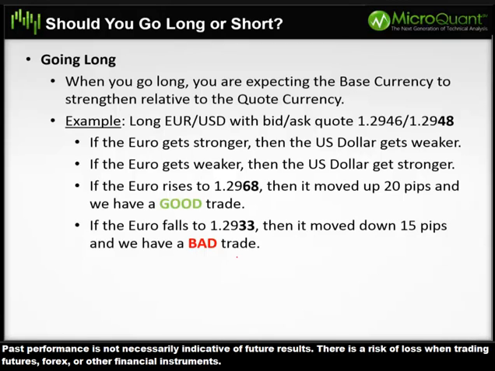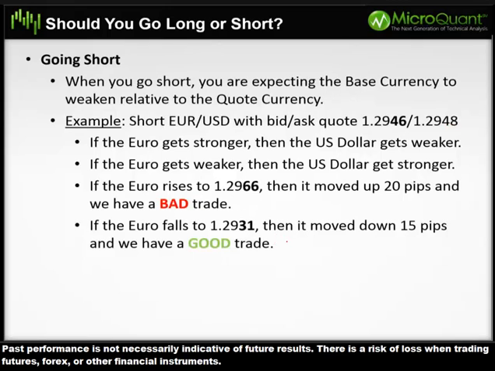So if we are long the euro and it rises to 12968, we moved up 20 pips. So we moved up 20 points or pips from this 48 to 68, made a good profit. If the euro falls down to 12933, that trade went against us in a bad way. It moved down 15 pips, the difference between this when we purchased and this, and we have a bad trade. And if you're trading a standard lot here of 100,000, then this 20 pip move to the upside, 20 times 10, you got your 200 bucks, and you made out. Again, though, if you lost 15 pips, then you're out 150 bucks.